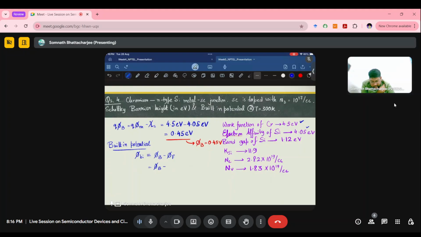So from that we can write it like this: kT by q ln of Nc by Nd. Now we can just put all the values here. So from this what we get is 0.45 volts minus kT by q, which is 0.026, times ln of 2.82 into 10 to the power 19 per cc, as we have the value of Nc here, divided by Nd. So Nd is here, that is 10 to the power 17. So just let me do it here.